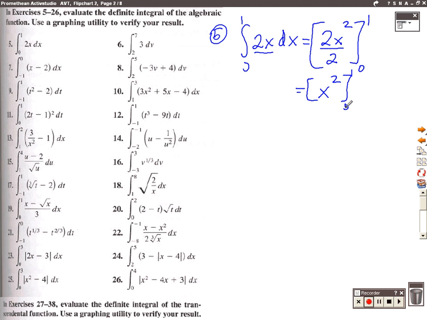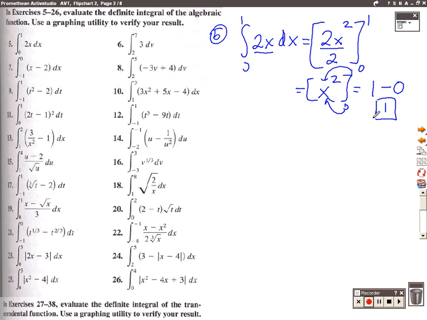So it's going to be upper bound in place of x. So I get 1 squared, which is 1, minus lower bound in place of x. 0 squared is 0, and 1 minus 0 is 1. So if we were to graph that function and we were to look at it as area, we would get an area of 1.